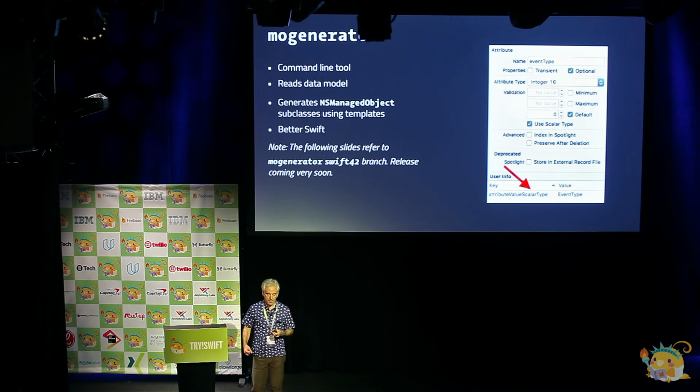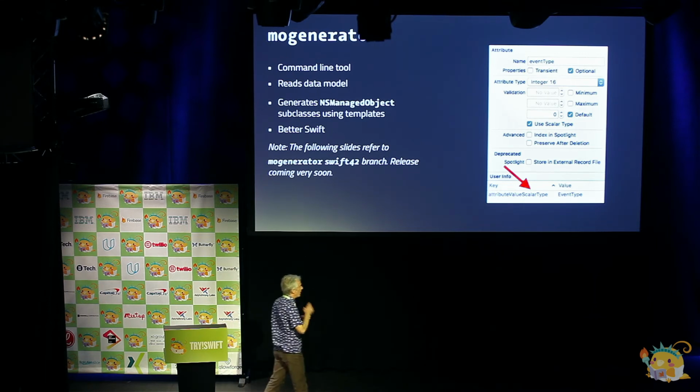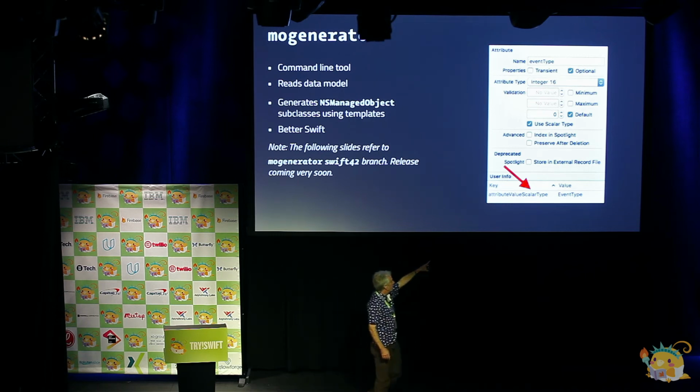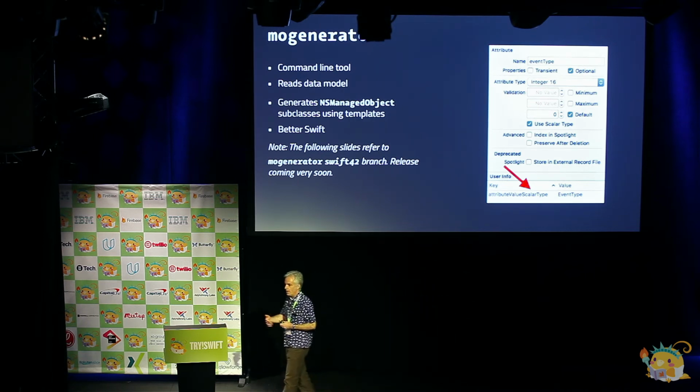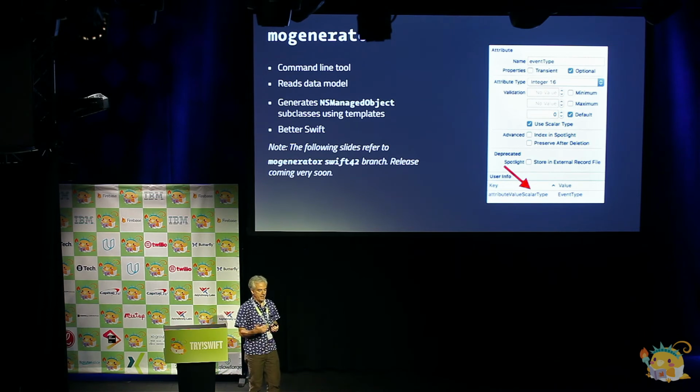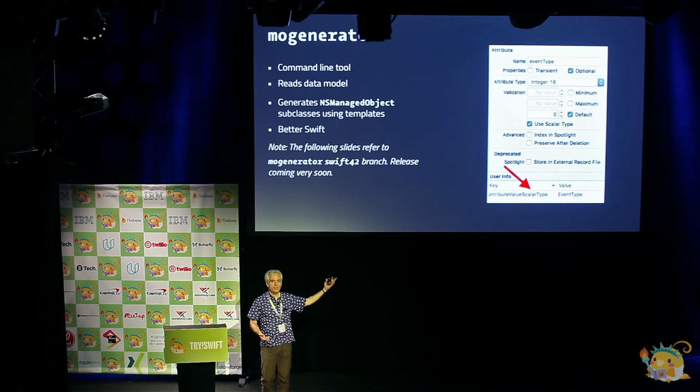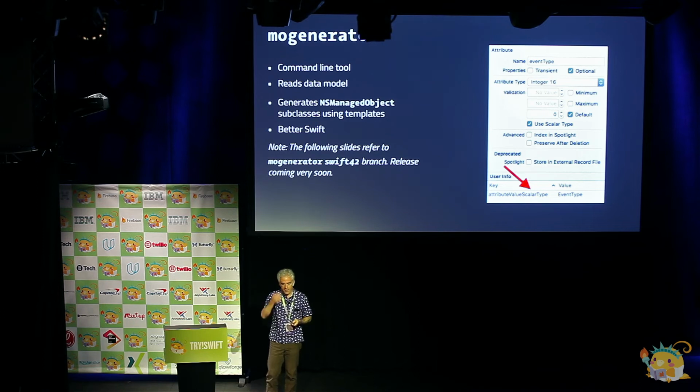And because the Xcode model editor doesn't really understand Swift, a lot of this happens by way of the section at the bottom of the model editor called user info. You can add any arbitrary key value pairs you want to tell Xcode and Core Data about your entities and attributes. And you can put whatever you want there. So mogenerator has a bunch of keys that you can use to tell it how the Swift code should be generated.